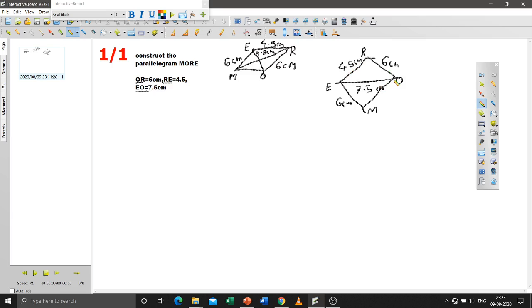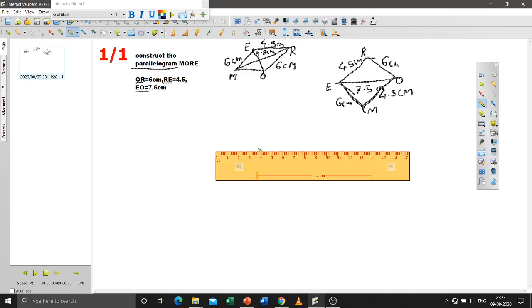Now since this is a parallelogram, this is the rough diagram of the parallelogram. So this is also 4.5 centimeter. Opposite sides are equal in a parallelogram. We want to construct a parallelogram. So first of all, what we have to do, with the help of a scale, we'll draw the line segment of 7.5 centimeter.